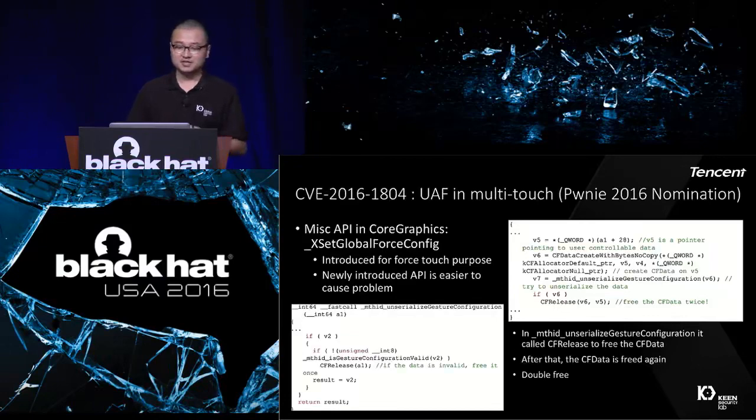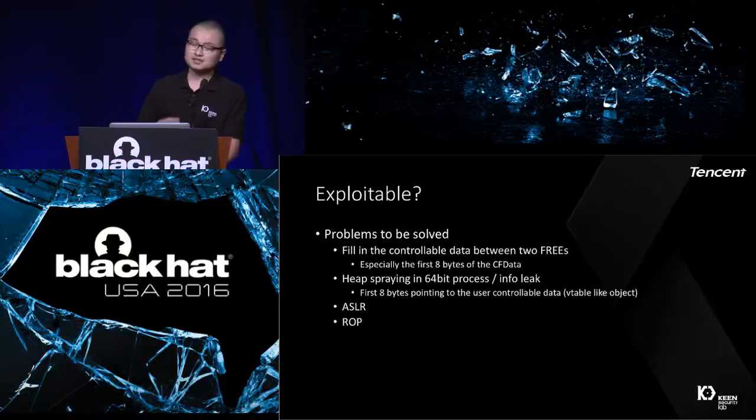So this year, we use CVE-2016-1804, which got the Pwnie Award nomination. The bug actually exists in the set global force config API, which did two CFRelease operations very close together, which is a double free bug. But let's think about whether it is exploitable.